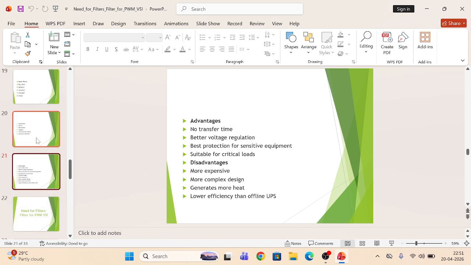Then advantages are: it has no transfer time, it provides better regulation, best protection for sensitive equipment, and it is suitable for critical loads. Disadvantages are: it is more expensive, has a more complex design, generates more heat, and has lower efficiency than offline UPS.